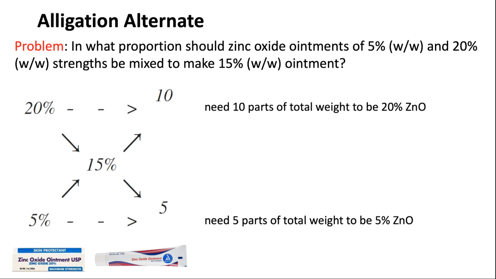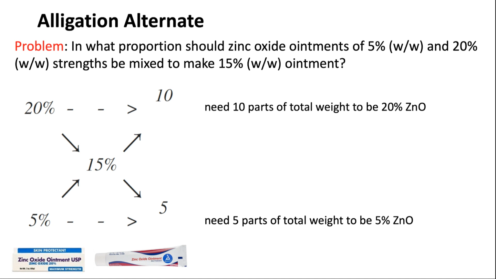Likewise, on the bottom, the 5 value down there goes with the 5%. So we need 5 parts out of our total to be 5% zinc oxide. Just like above there, we said we need 10 parts of the total weight to be 20% zinc oxide. So all we've done is cross-subtract, and remember the values that you cross-subtract end up matching up with the concentrations directly across from them. Okay, that's why, again, this is a very visual method. Now, we're almost done with answering this question, which is the proportion to mix the zinc oxide ointments. Remember, we have the individual parts, 10 parts of the 20% and 5 parts of the 5%.